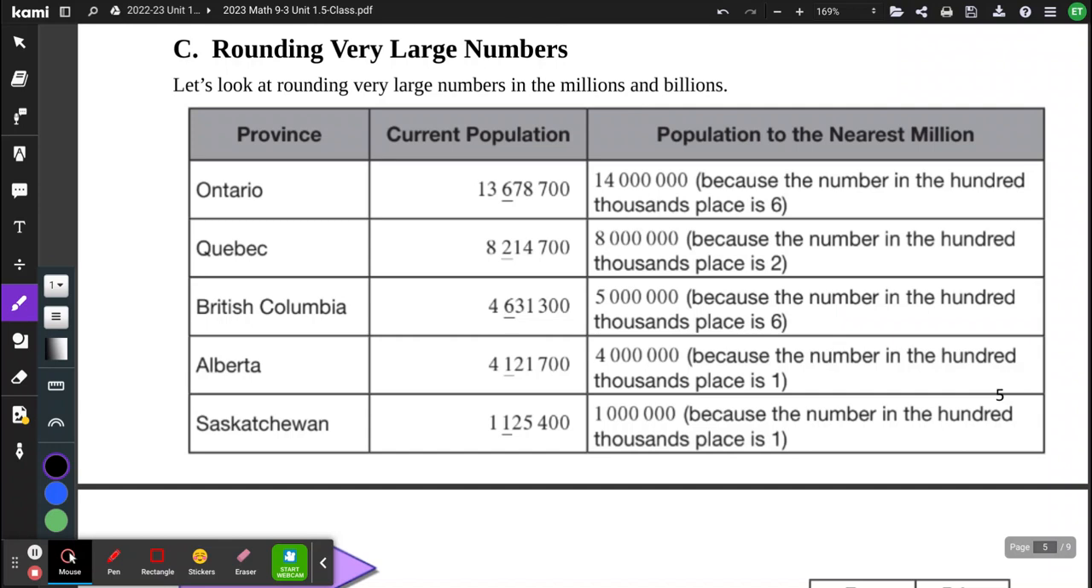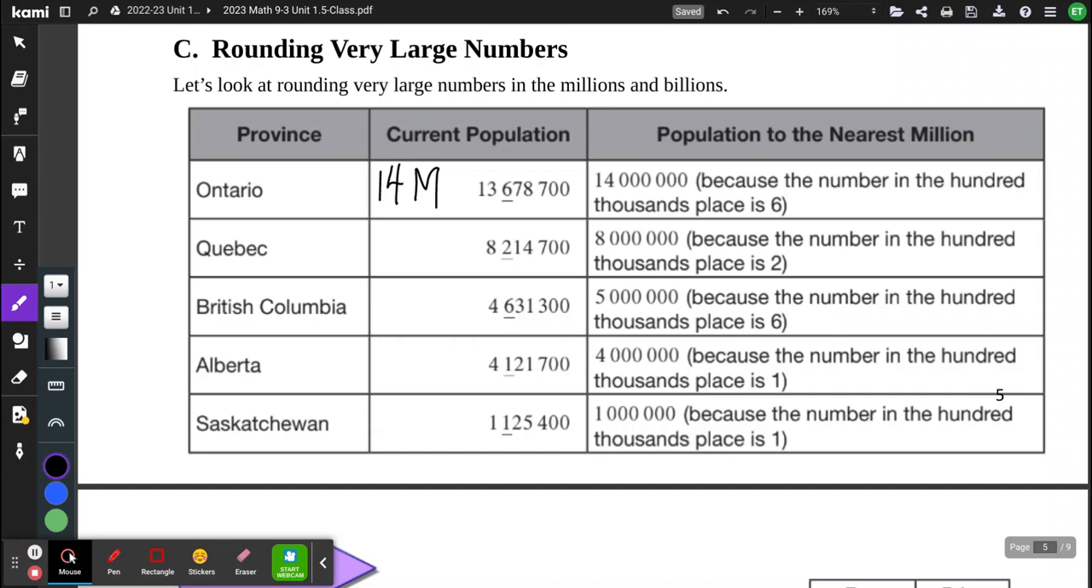So for example, Ontario, if I wanted to round it to the millions, the 6 would round the 13 to 14 million. Now, if that was in the paper, what would they write beside it? They would probably write 14M for million. This is probably what they would write, just to reduce the amount of space.